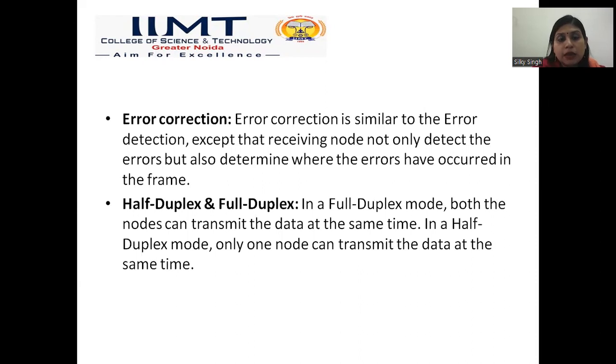Now last is half duplex and full duplex. In full duplex mode, both nodes can transmit data at the same time. And in half duplex mode, only one node can transmit data at a time. But nowadays we use full duplex because at a time we send data and we also receive data.